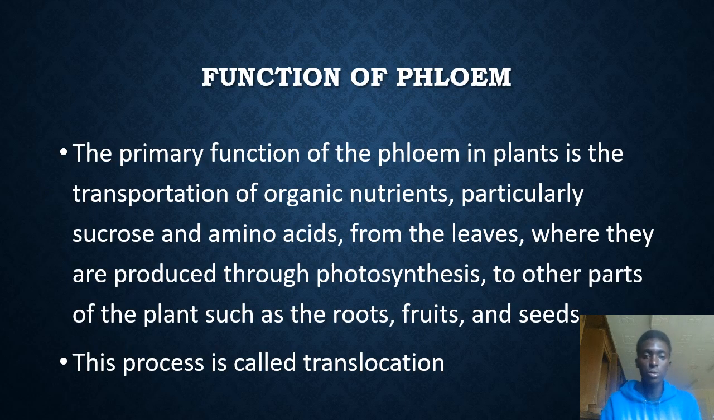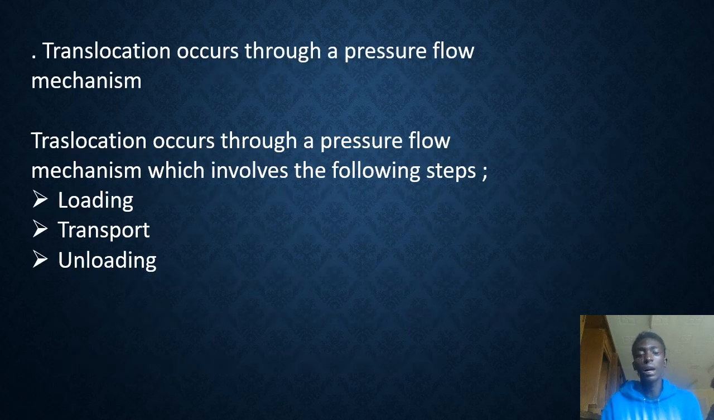Now we look at the process through which the phloem does its function. The primary function of phloem in plants is to transport organic nutrients, particularly sucrose and amino acids, from the leaves where they are produced through photosynthesis to other parts of the plant such as the roots, fruits, and seeds. The process through which the phloem attains its major goal is known as translocation, and translocation occurs through a pressure flow mechanism. This pressure flow mechanism occurs in 3 stages.